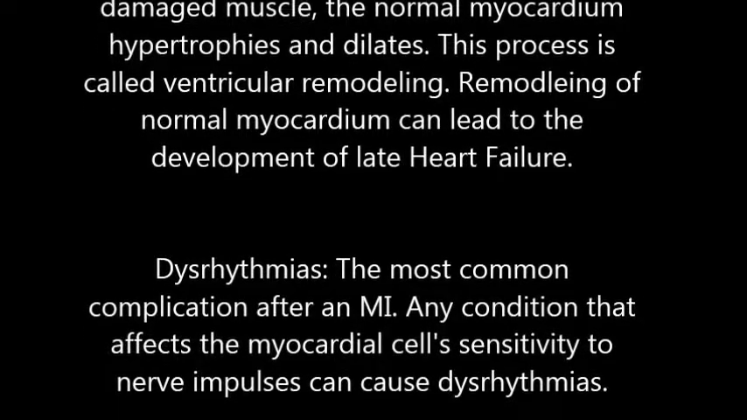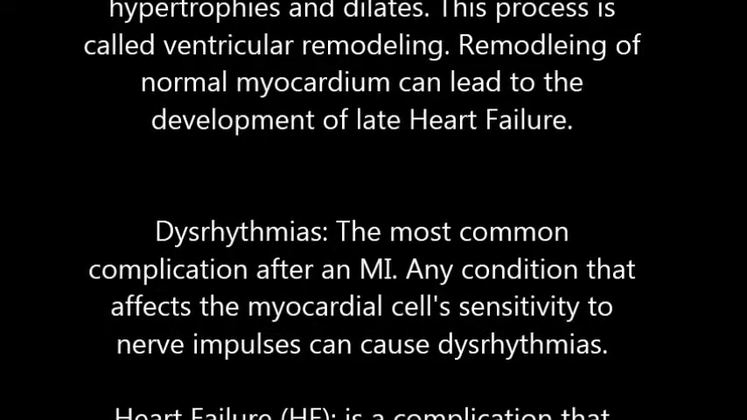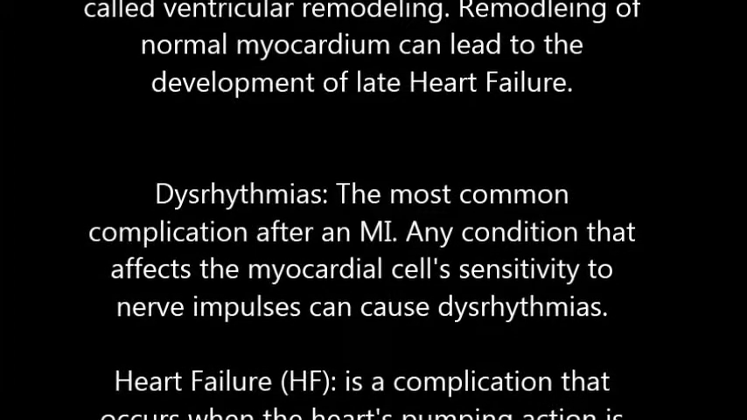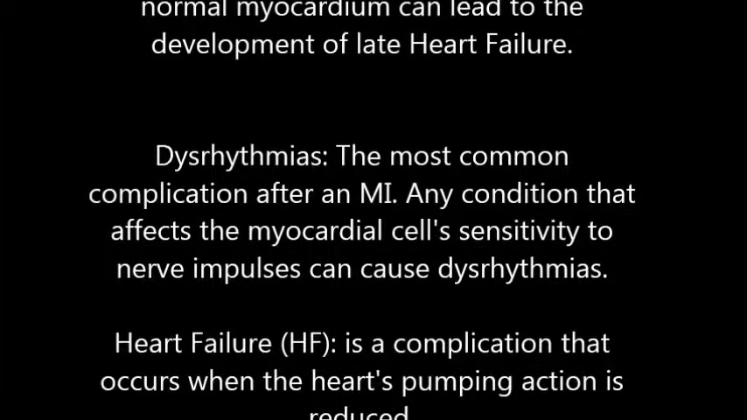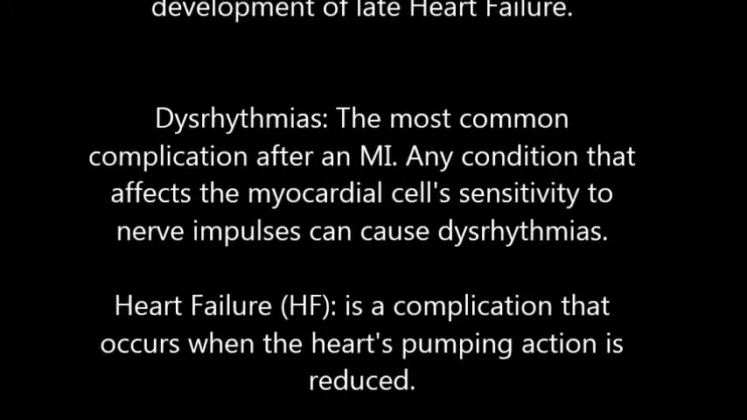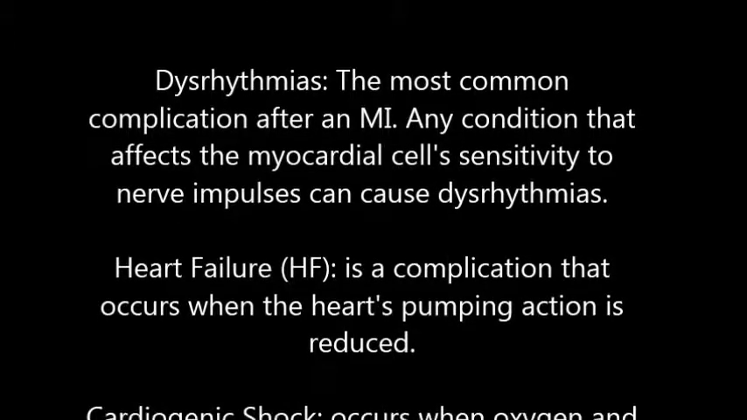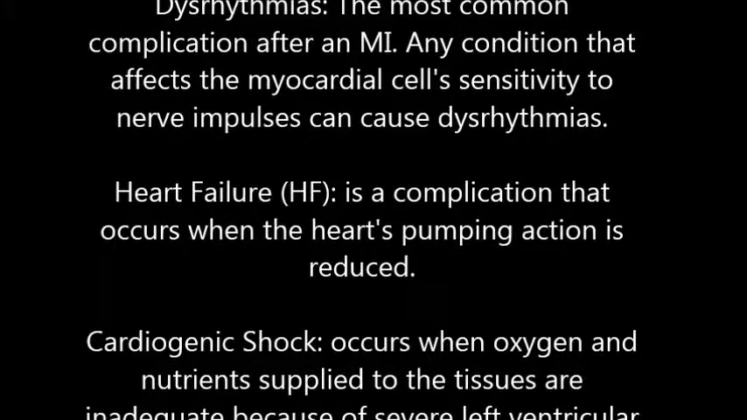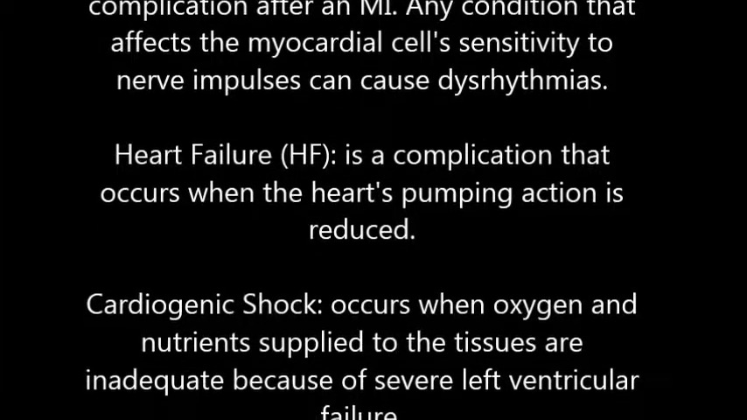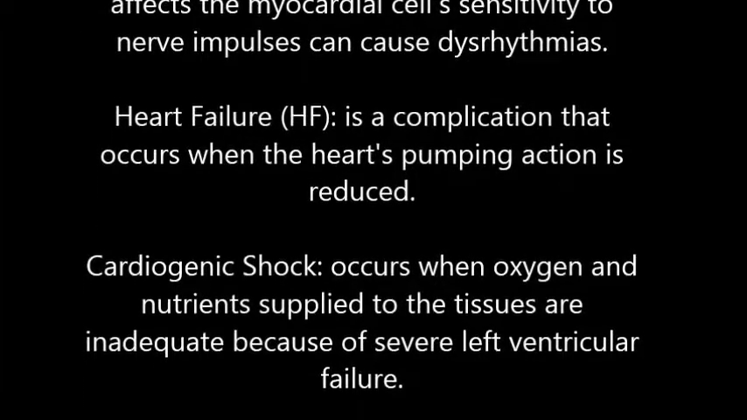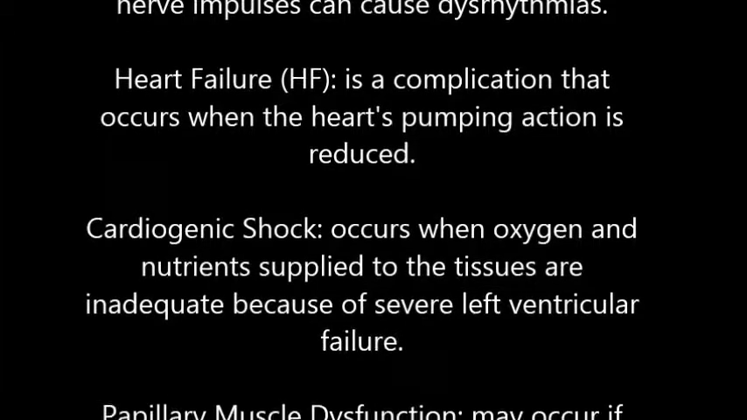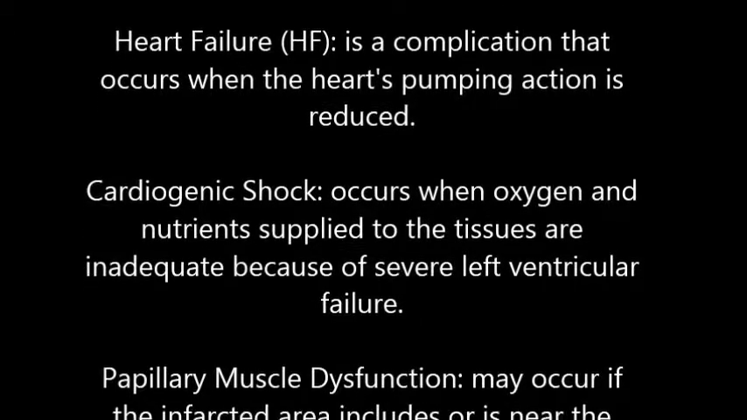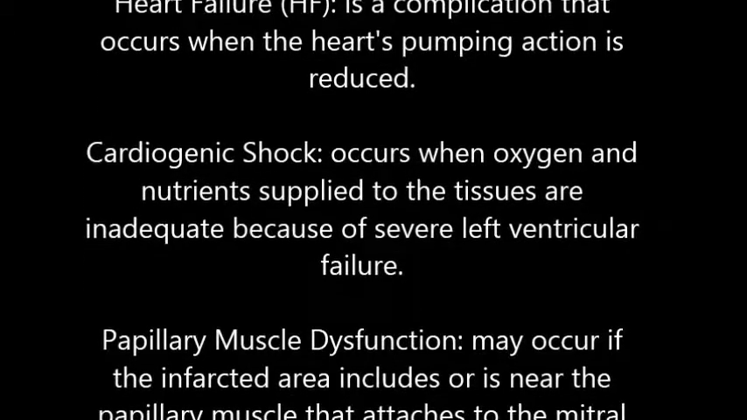Dysrhythmias are the most common complication after an MI. Any condition that affects the myocardial cells' sensitivity to nerve impulses can cause dysrhythmias. Heart failure is a complication that occurs when the heart's pumping action is reduced. Cardiogenic shock occurs when oxygen and nutrients supplied to the tissues are inadequate because of severe left ventricular failure.